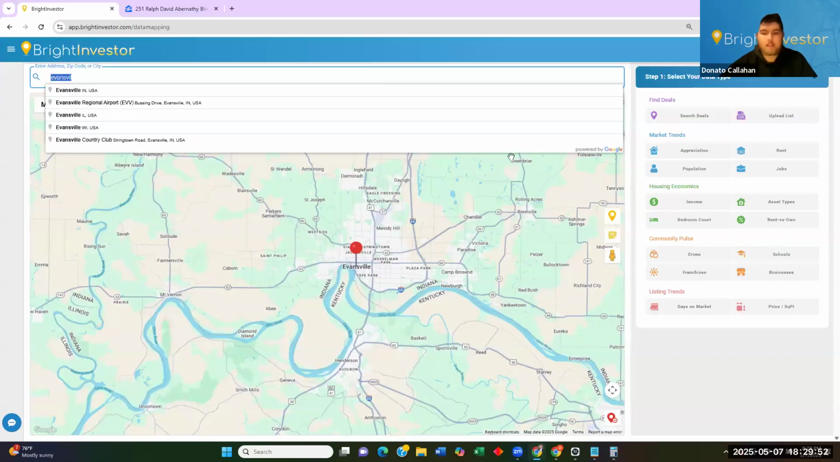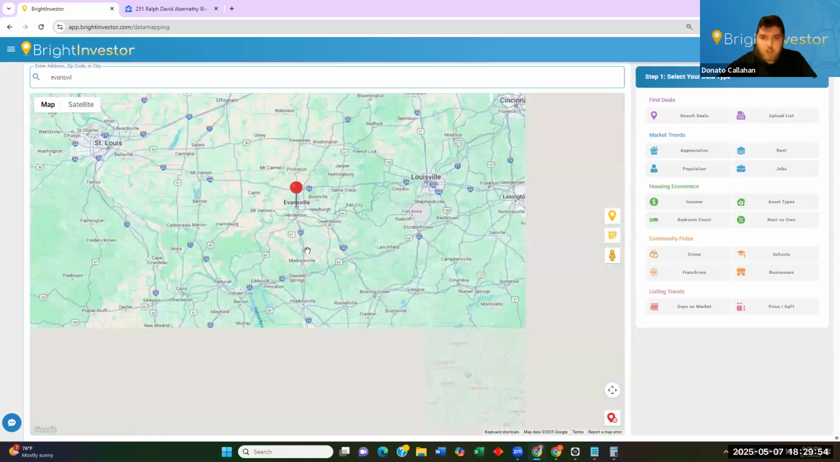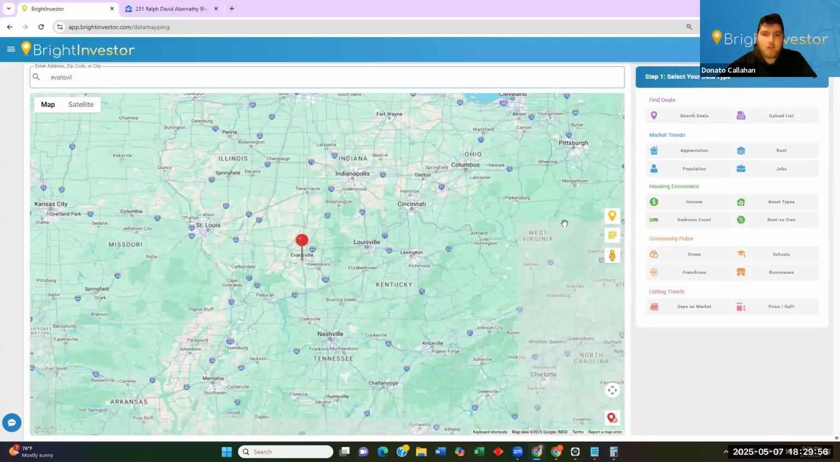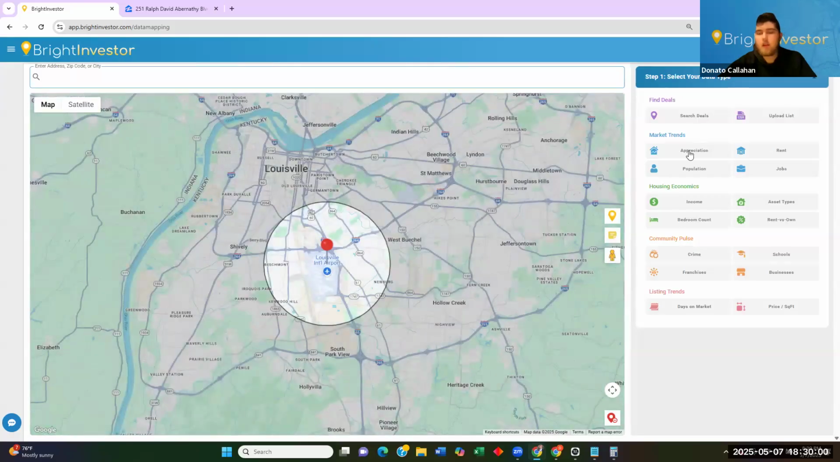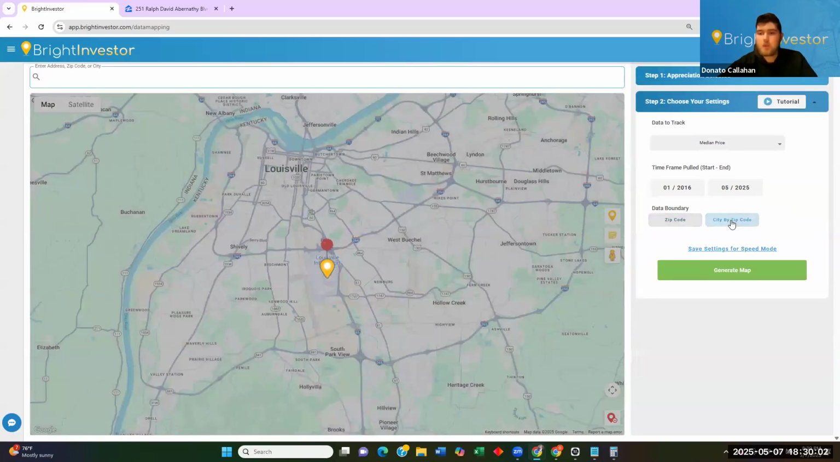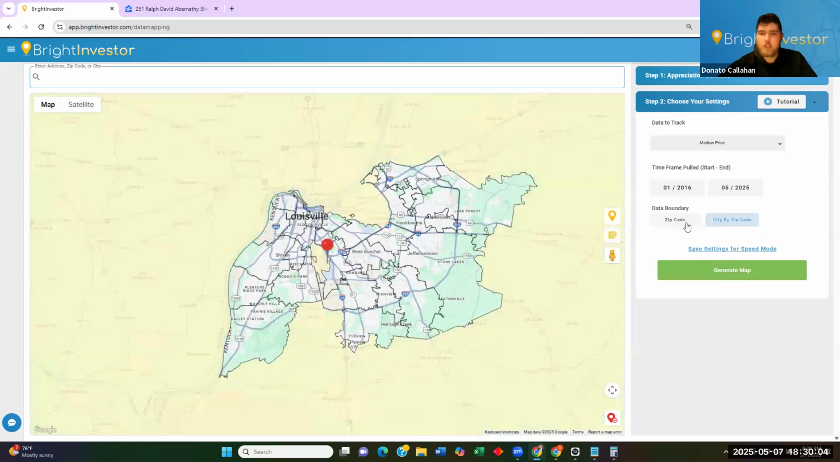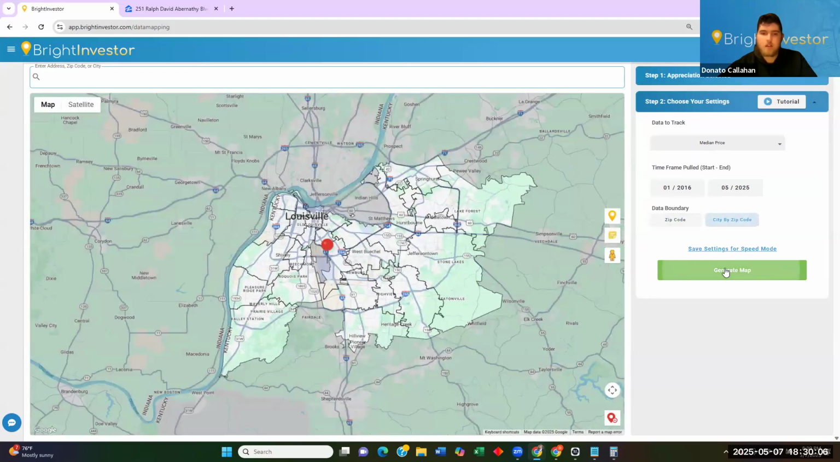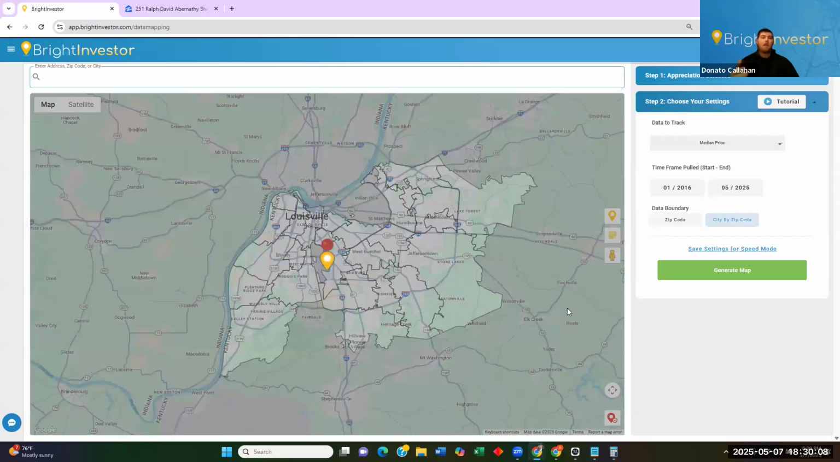So if I come over to my friends and ask, what market should I do now? Let's do Louisville, Kentucky. Let's find out. If I look at Louisville, Kentucky for appreciation over the last several years, I want to get an idea of which areas are seeing the most consistent mountain range level of growth, and whether the city is experiencing that kind of growth.